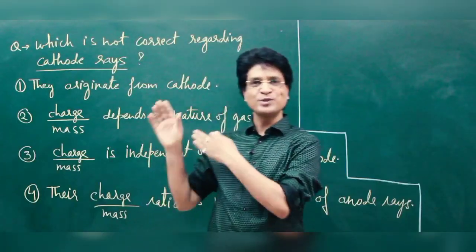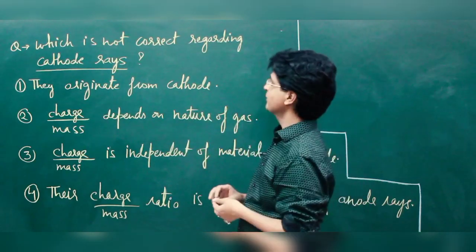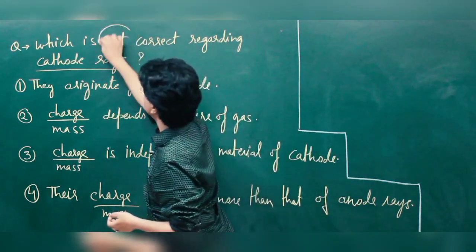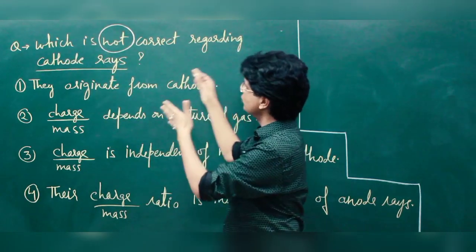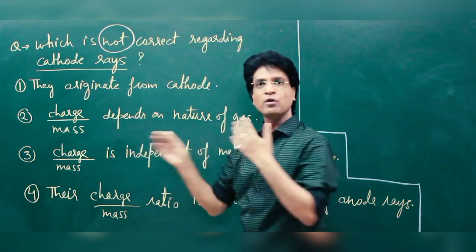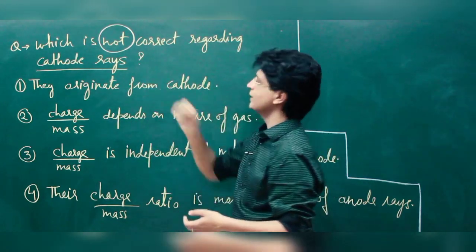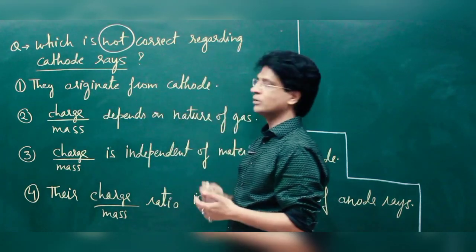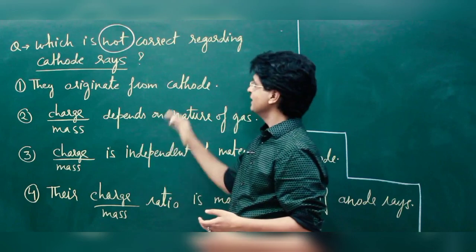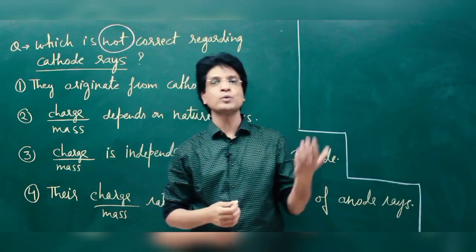So students, let us solve a question on cathode rays. See that. They're saying which is not correct. Again, this is important, not correct. Sometimes people do read what is correct, and they give a wrong answer in a hurry. Okay, so which is not correct regarding cathode rays? The first sentence, they originate from cathode. Yes, we have learned that the cathode rays, they originate from cathode, they move from cathode towards anode.